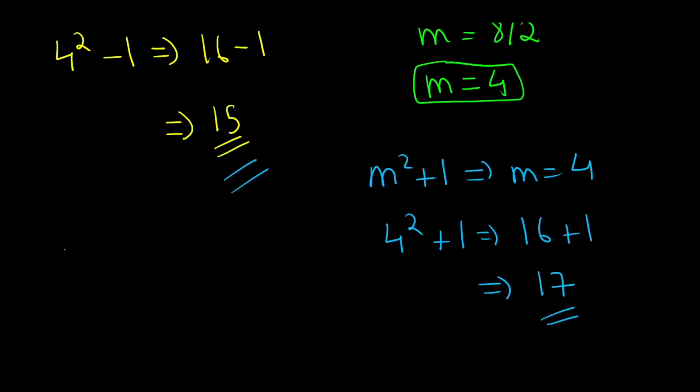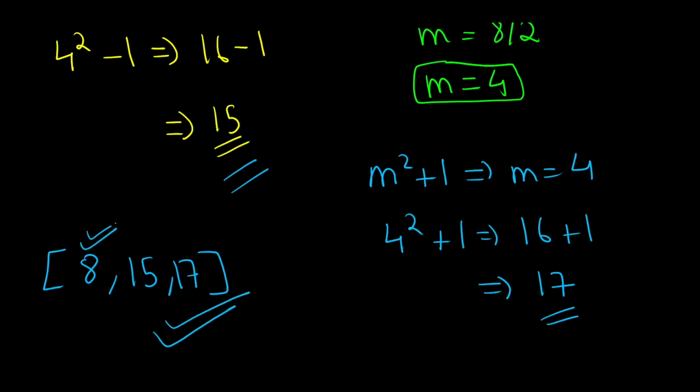So I'm going to write it right here. 8, 15 and 17. And wait a second, this is correct. Why? Because over here 8 is the smallest member. So yay, this Pythagorean triplet whose smallest member is 8 is 8, 15 and 17. So we found the correct solution to our question.